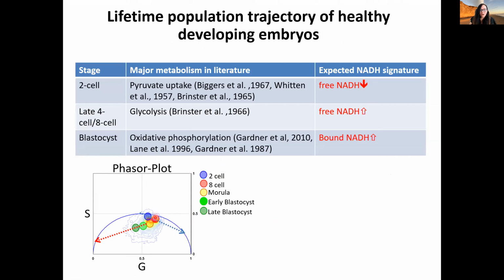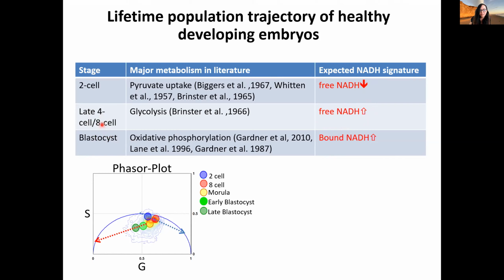So if we correlate each one of these signatures with the literature from the 1960s, and just as a reminder, these are biochemical analyses where all of the embryos at each one of these stages needed to be terminated, whereas in our lifetime data, all of these embryos are live. We could see that in the 2-cell stage embryo, the pyruvate uptake dominates. So that means that free NADH should go down. And when we look at the 4-cell stage, free NADH will go up. So this shift of the shorter lifetime, we believe, correlates with the increased free NADH at the 4-cell stage.